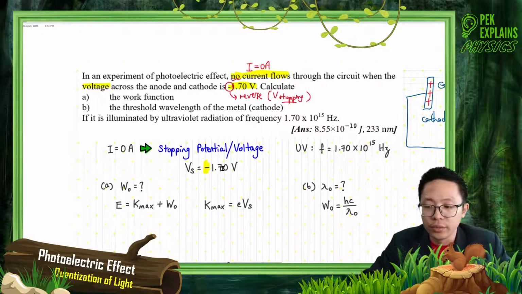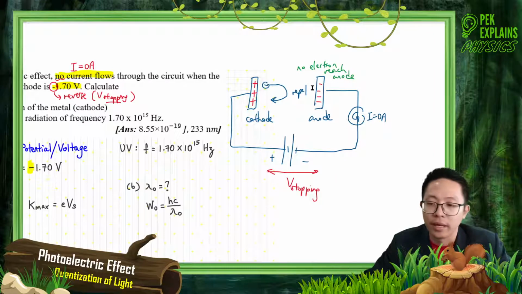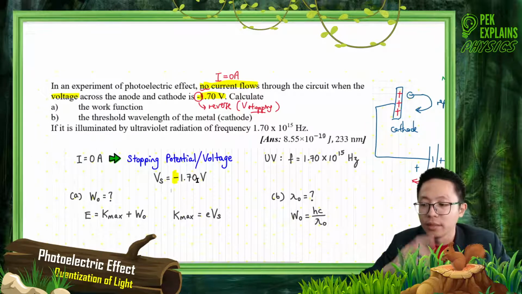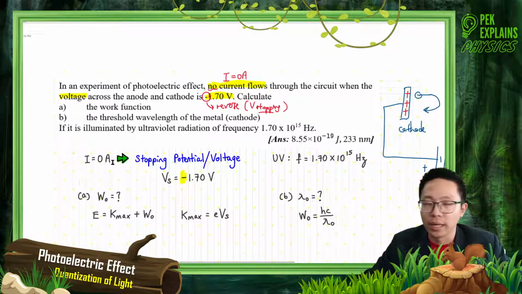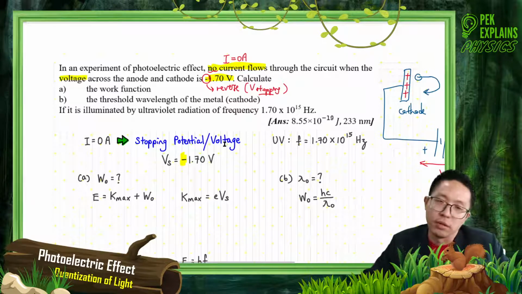But this value, 1.7, has stopped completely the electrons from reaching the anode and made the current equal to 0. So this value, negative 1.7, is called the stopping voltage when current equals 0. As long as you see current equal to 0, it happens at the stopping potential or stopping voltage.